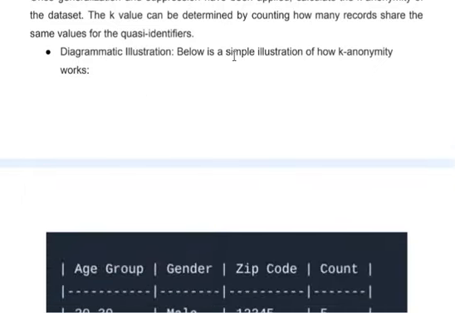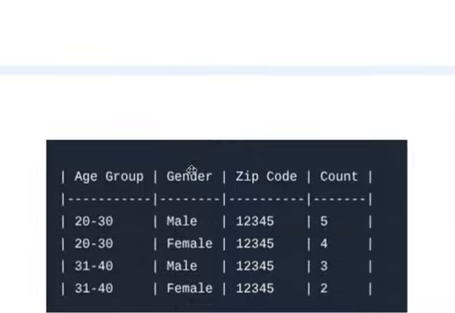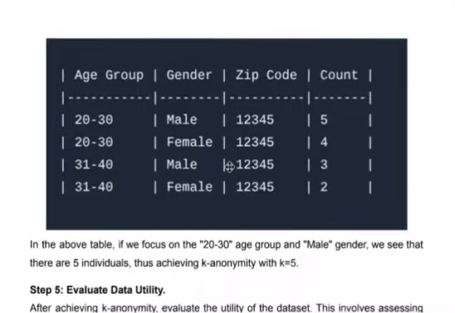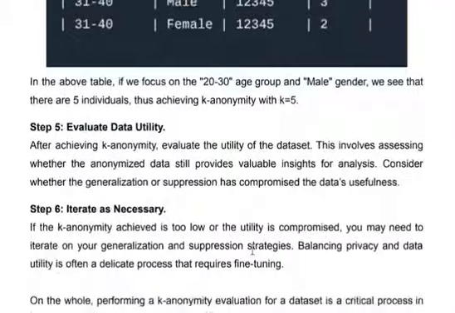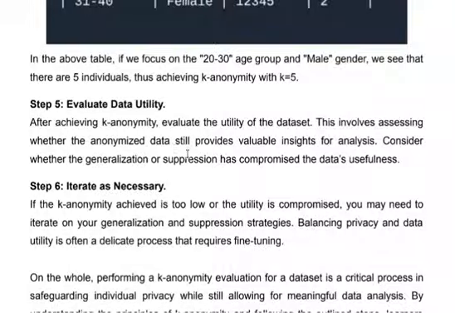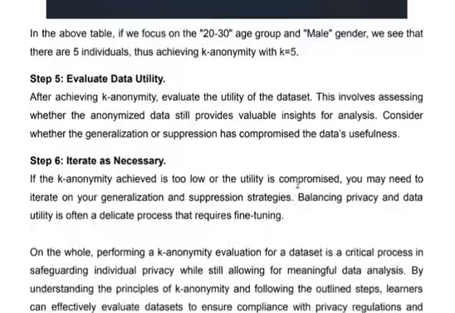Diagrammatic illustration. Below is a simple illustration of how k-Anonymity works. In the above table, if we focus on the 20-30 age group and male gender, we see that there are 5 individuals, thus achieving k-Anonymity with k equals 5. Step 5. Evaluate data utility. After achieving k-Anonymity, evaluate the utility of the dataset. This involves assessing whether the anonymized data still provides valuable insights for analysis. Consider whether the generalization or suppression has compromised the data's usefulness.